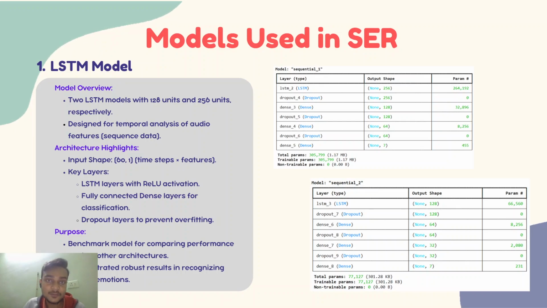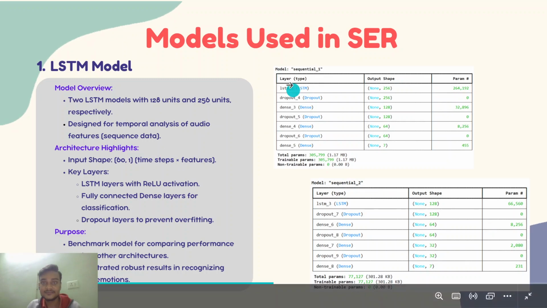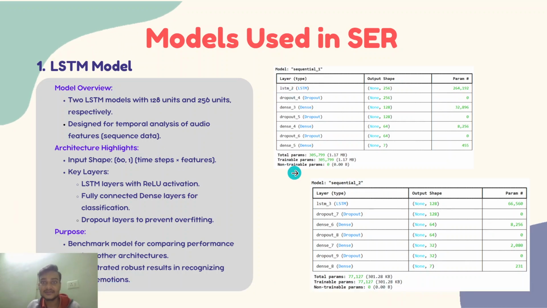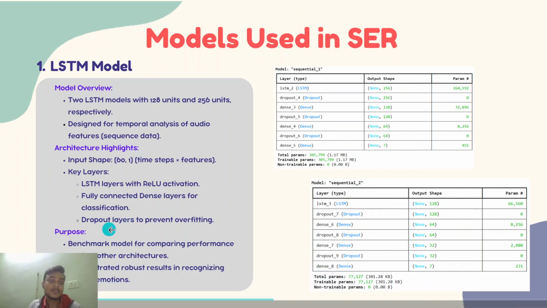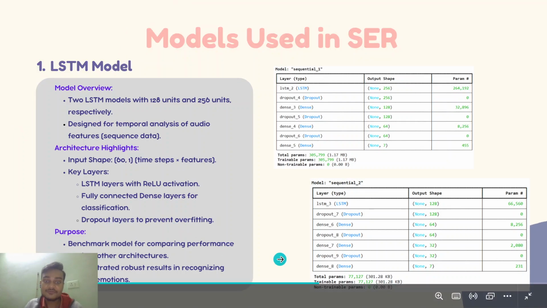So firstly, coming on to the LSTM models, we have taken two LSTM models, one with 128 units and one with 126 units. As you can see over here, this is the architecture of LSTM 256, and this is the architecture of LSTM 126. We are using ReLU as activation function and dropout to prevent overfitting. Next, we have a GRU model.